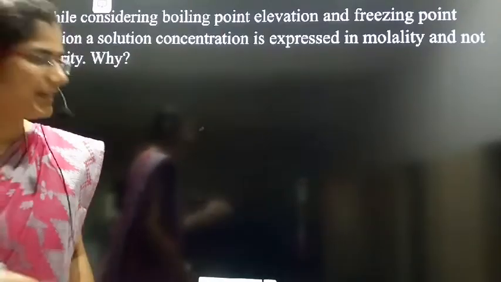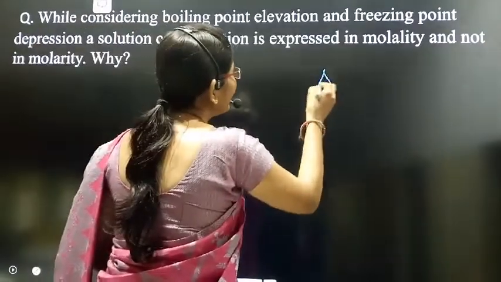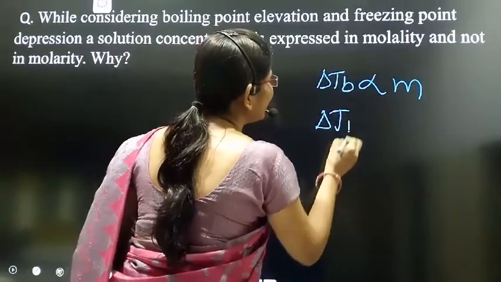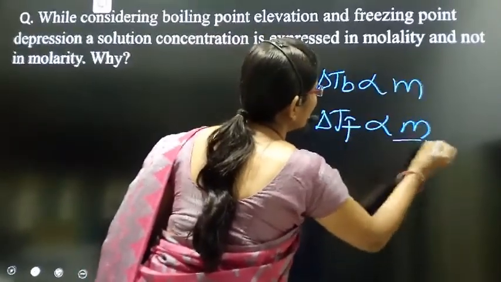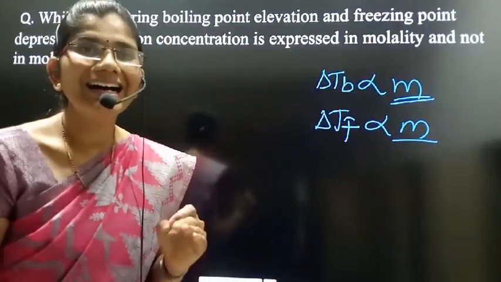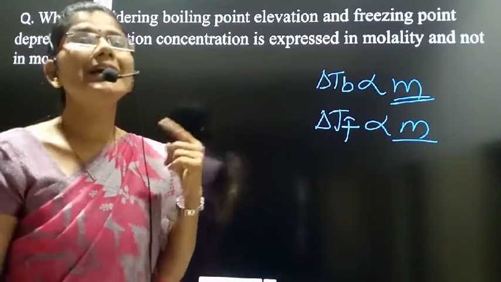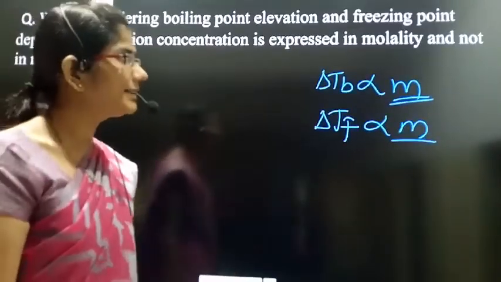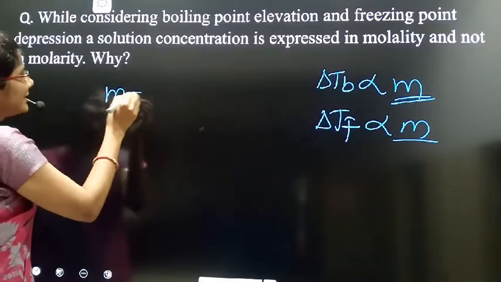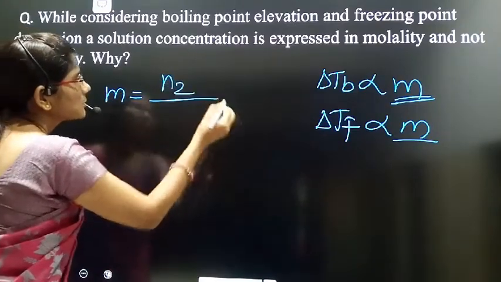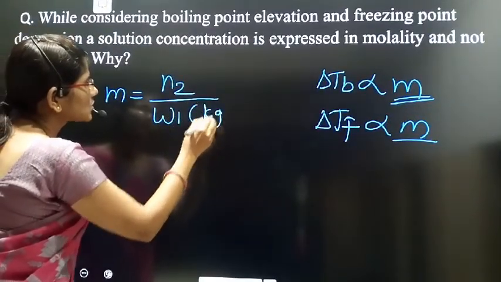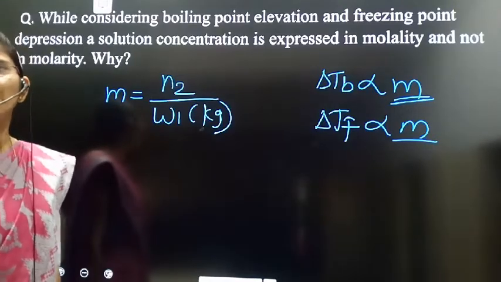molality. That means here delta Tb is directly proportional to m, and also delta Tf is directly proportional to m. Therefore, we have to use the concentration term molality instead of molarity. Why? What is the reason behind that? Because as we know here, molality is equal to the number of moles of solute present in 1 kilogram mass of the solvent. This is the definition of molality.